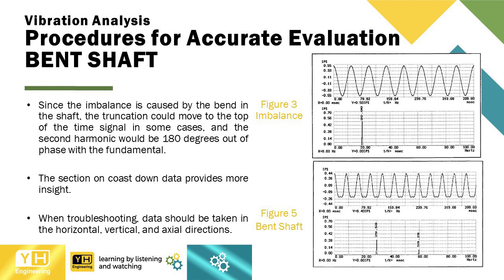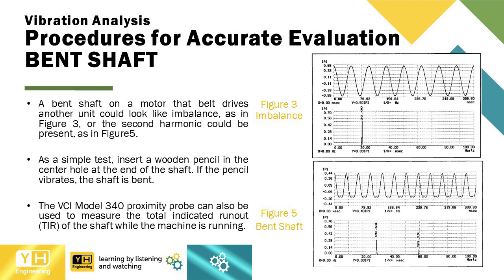When troubleshooting, data should be taken in the horizontal, vertical, and axial directions. A bent shaft on a motor that belt drives another unit could look like imbalance, as in Figure 3, or the second harmonic could be present, as in Figure 5. As a simple test, insert a wooden pencil in the center hole at the end of the shaft. If the pencil vibrates, the shaft is bent. The VCI Model 340 proximity probe can also be used to measure the total indicated runout, or TIR, of the shaft while the machine is running.